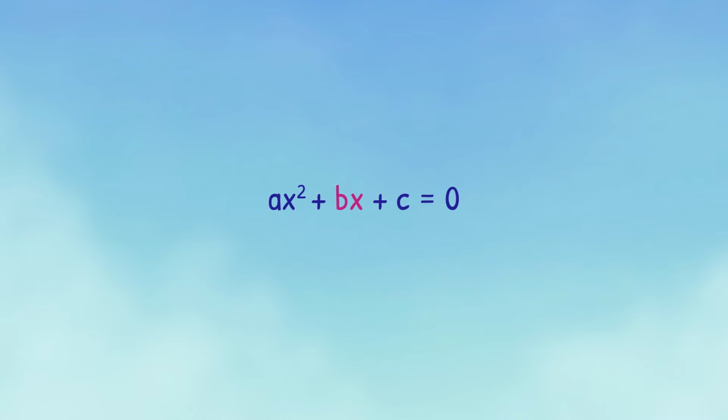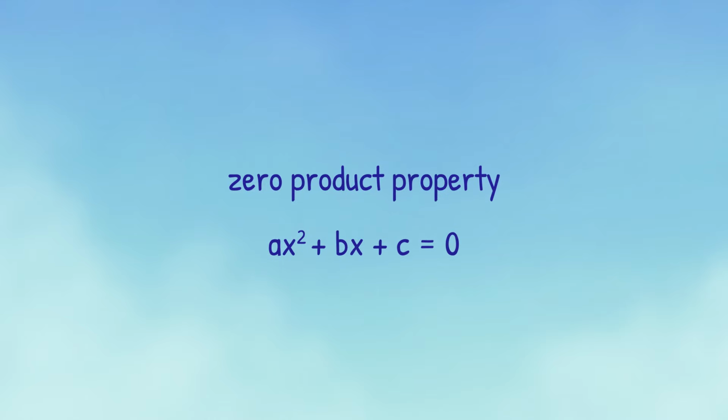On the other hand, quadratic equations that include an x term can be more difficult to solve. There are a number of methods for solving quadratic equations like this. The methods we will examine in the next few lectures are based on the zero product property. So, what exactly is the zero product property?